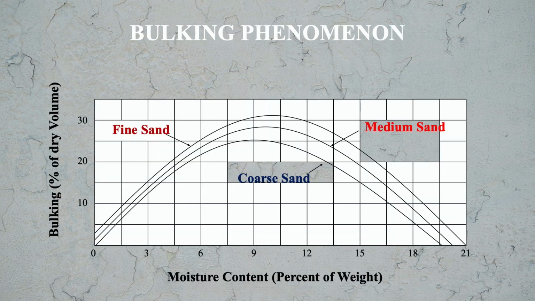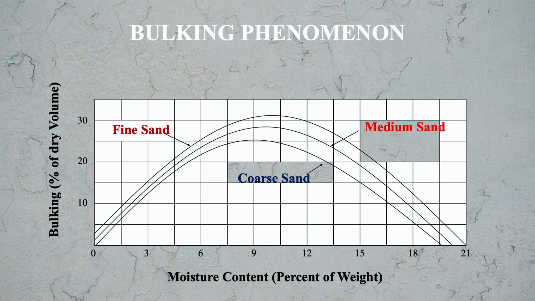On the x-axis, moisture content by percentage of weight is given, and on the y-axis you see the bulking percentage of dry volume basically. And you see the different curves for different types of sand. You see that the bulking phenomenon is more prominent for the fine sand, whereas it is less for medium sand and it is least for the coarse sand.